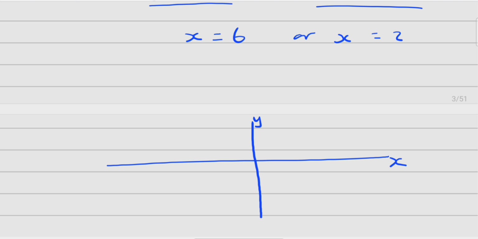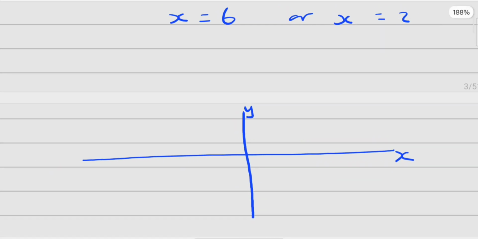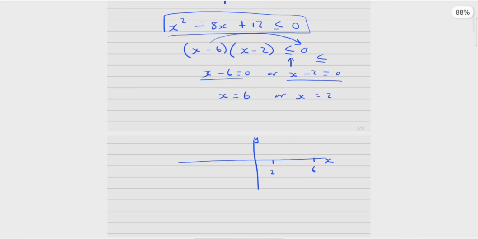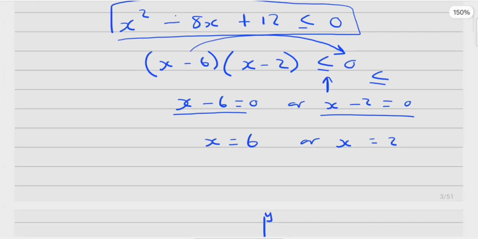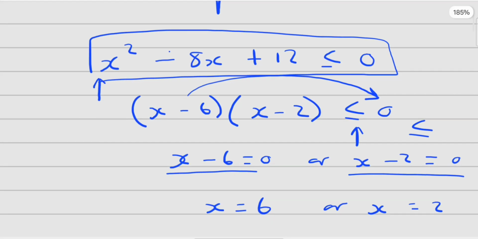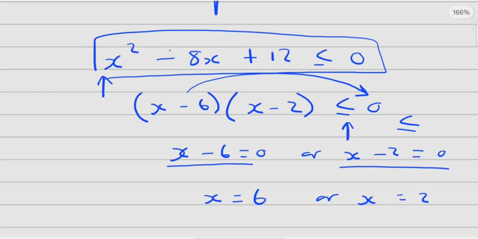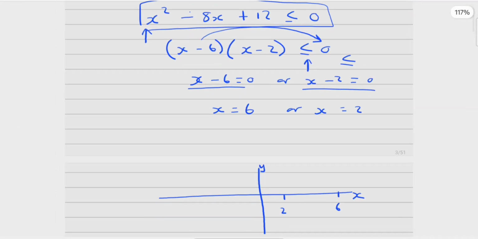We label our x's like that. So as you can see, we're only dealing with this part of the x-axis. So we have x equals 2 and x equals 6. Then we go back to our quadratic expression. We look at the coefficient of x squared. Is it positive or negative? It's obvious, it's positive. And if it's positive, we know that the curve will be facing upwards.